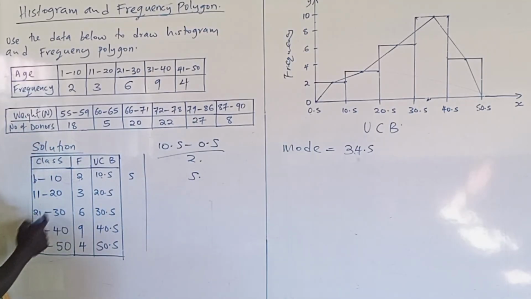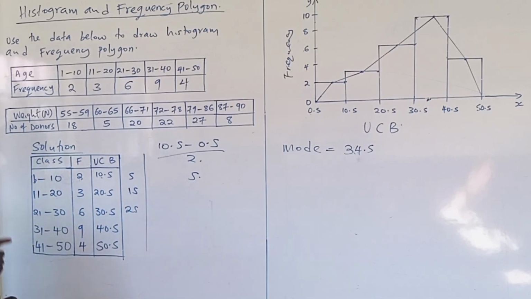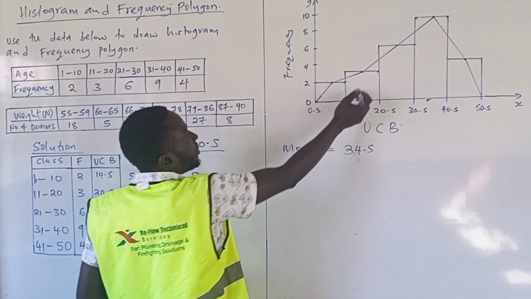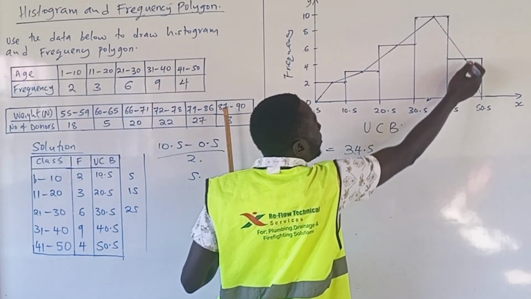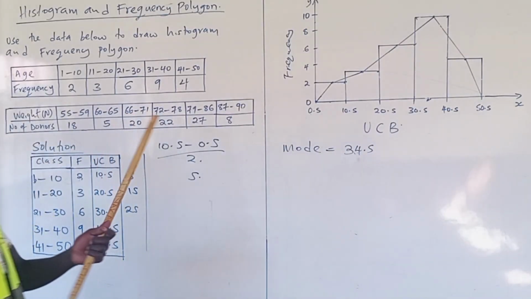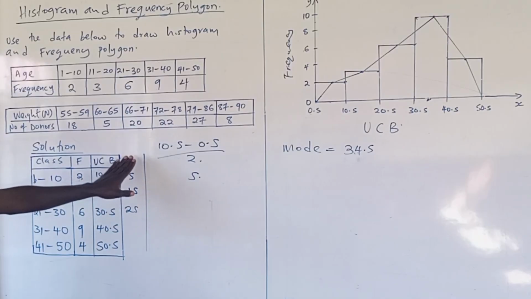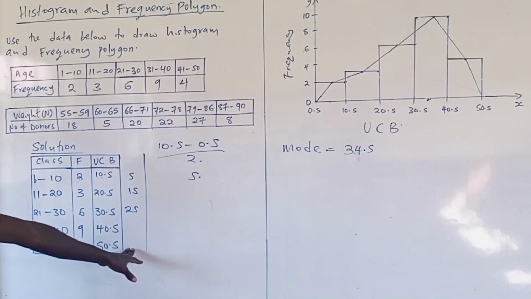The midpoint of this is 15. The midpoint of this one is 25. So you will be plotting the midpoints. So here is 5, here is 15, here is 25, here is 35, like that. So if they don't want the histogram, then you can just get the midpoints of the class boundaries.